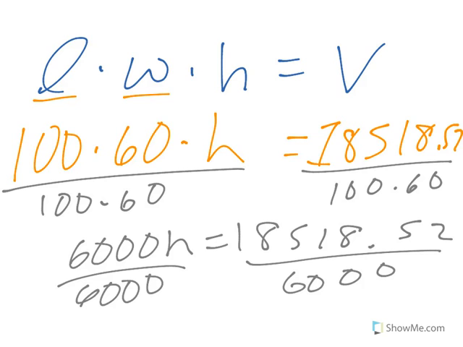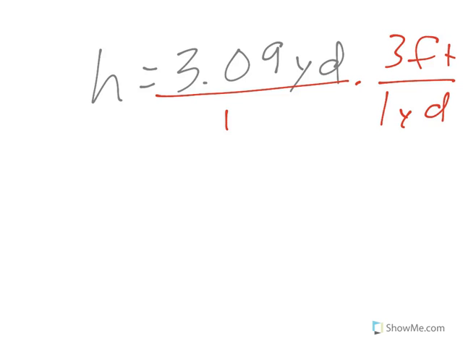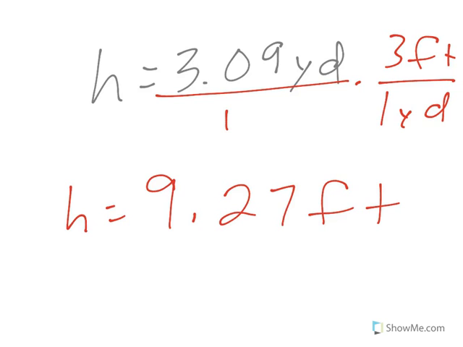Okay, so when I do that division, I end up with a height of 3.09 yards. That's pretty high. But the question says, how high would a pile be in feet? So we say, okay, we have yards. 1 yard is 3 feet. So when I multiply by 3, I end up with a height of approximately 9.27 feet. So that is a very long video for that portion of this.